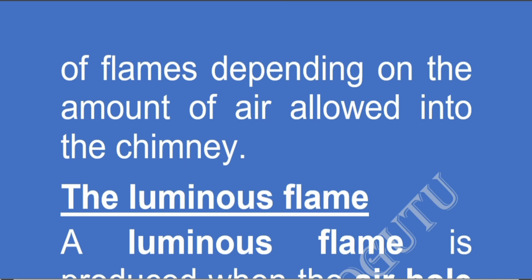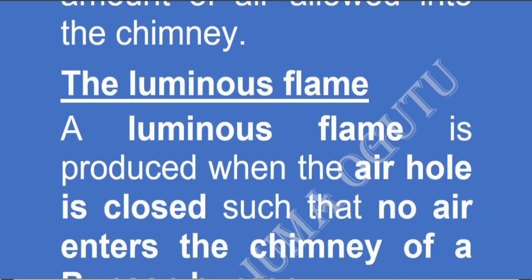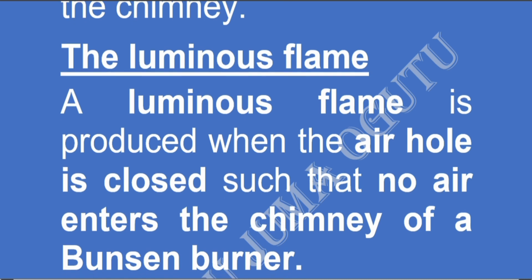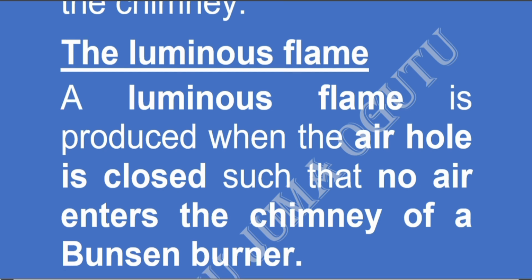The first type of flame is the luminous flame. The luminous flame is produced when the air hole is closed, such that no air enters the chimney of the Bunsen burner. The ring is adjusted so that no air gets into the chimney, so we are only using the laboratory gas.